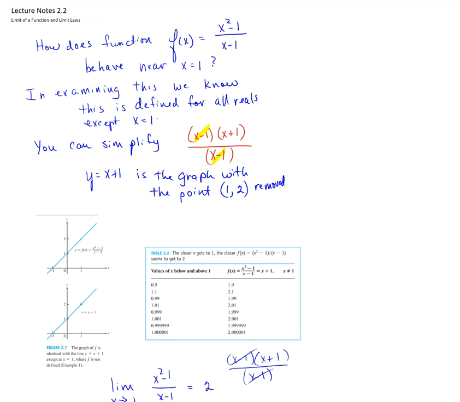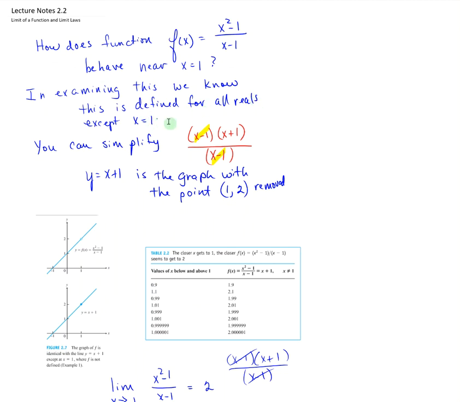So if we look at this rational function, x squared minus 1 over x minus 1, how does this function behave near x equals 1? We've learned in math prior to now that it can't exist if x is 1. If you plug in 1 there, you're going to get 0 on the bottom, and that's undefined. But what's happening as we get close to x is 1? We know that it's defined for all reals except x equals 1.